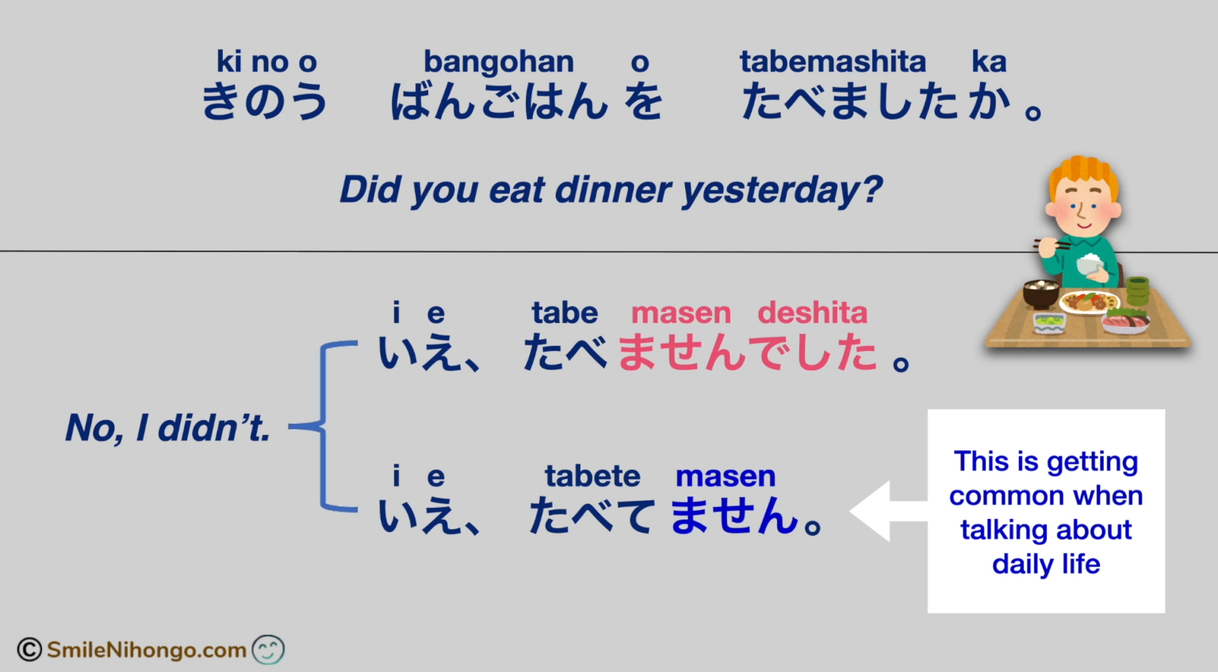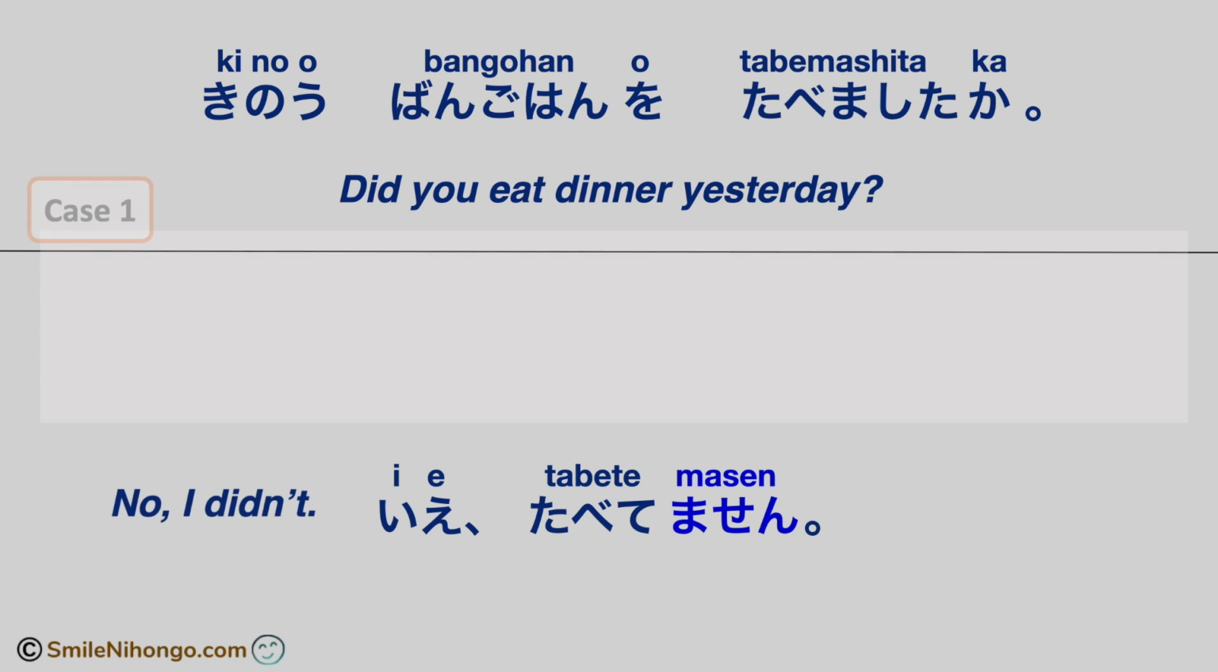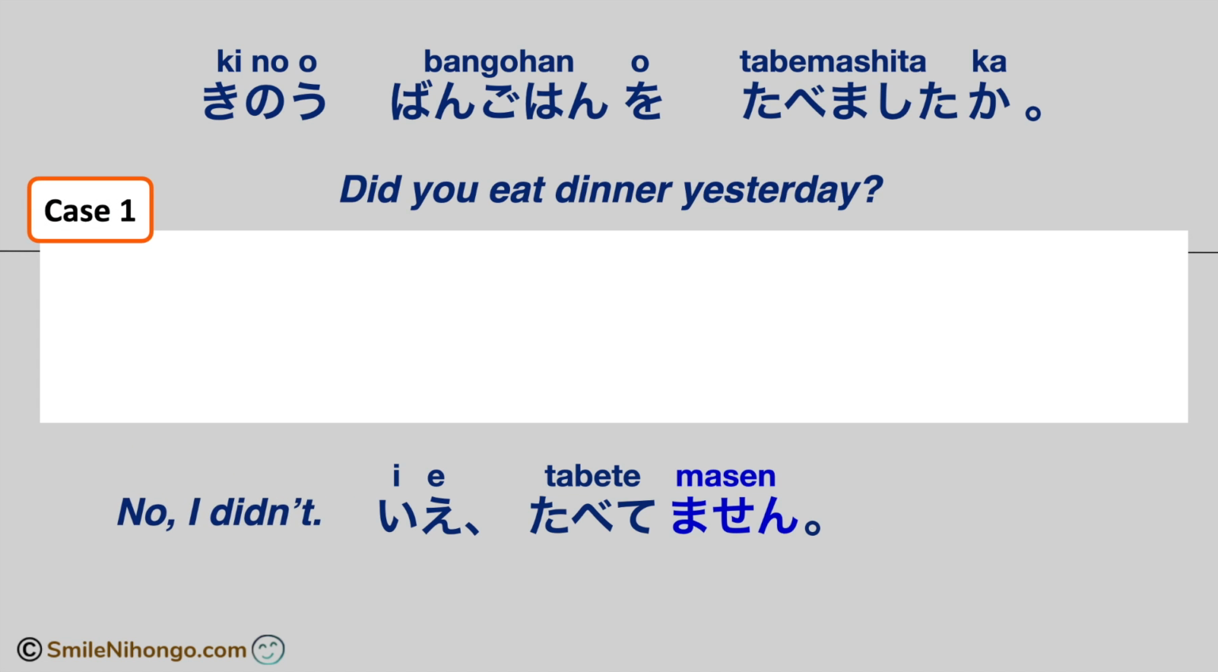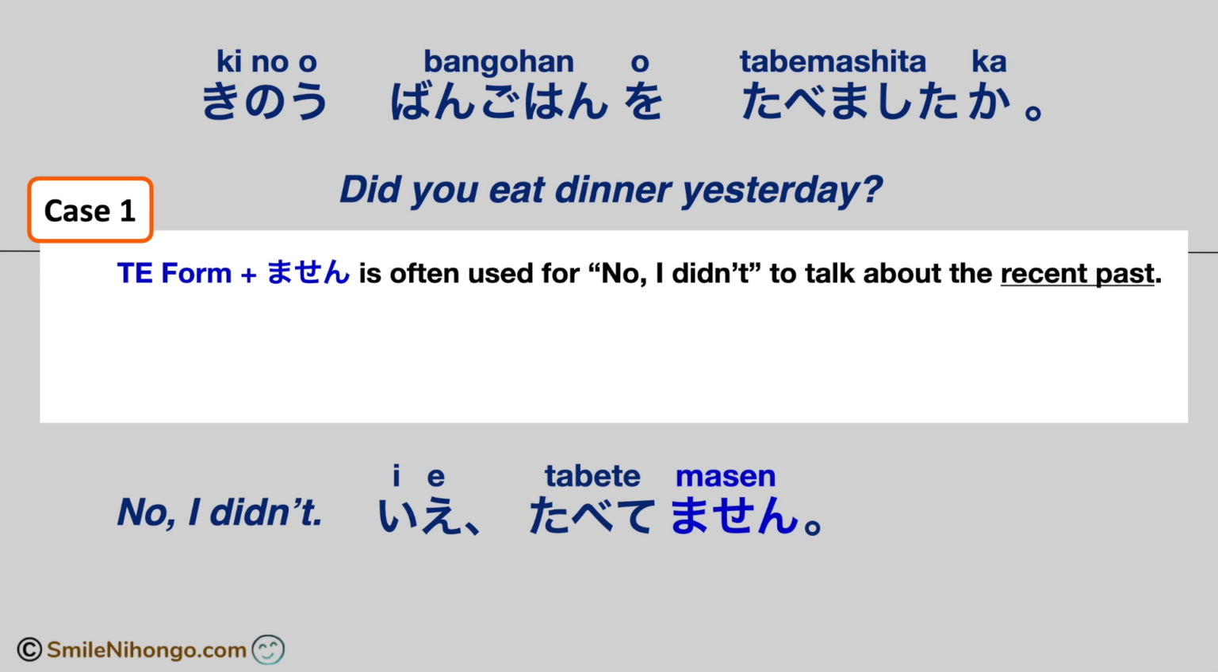Okay, so these are the cases where てません is used for no, I didn't. Case number 1. て form ません is often used for no, I didn't when people are talking about the recent past. Like the question here, which is asking you about yesterday. When the question is about the recent past, people tend to respond with てません for no, I didn't.